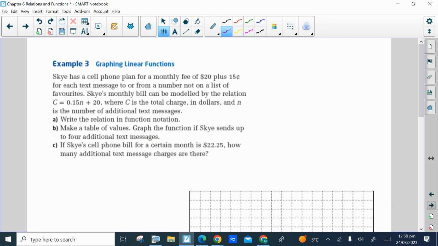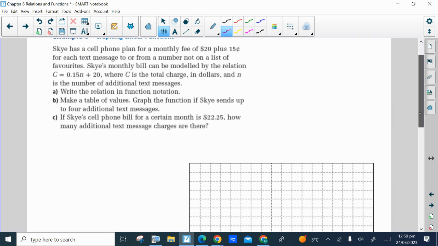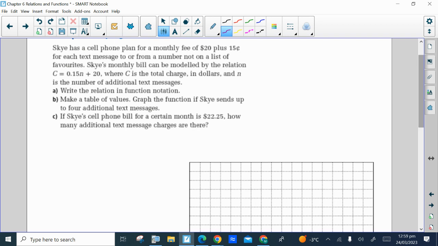Okay, so yesterday we did a bit of work with graphing linear functions, so we'll do another example today. Sky has a cell phone plan for a monthly fee of $20 plus 15 cents for each text message to or from a number not on a list of favorites. Her monthly bill can be modeled by the relation C equals 0.15N plus 20. That comes from 15 cents per message plus 20 because that is her base fee every month. C is the total charge in dollars, N is the number of additional text messages.